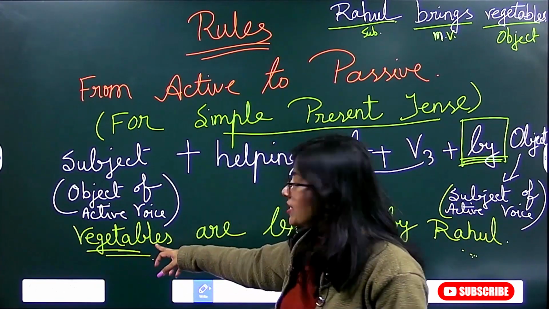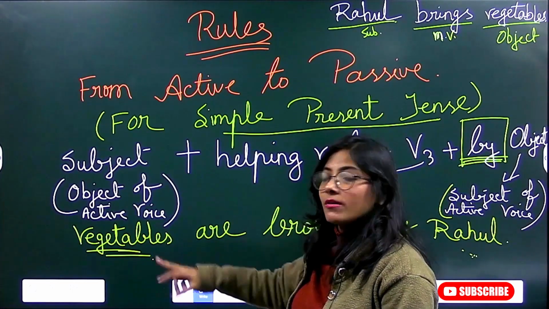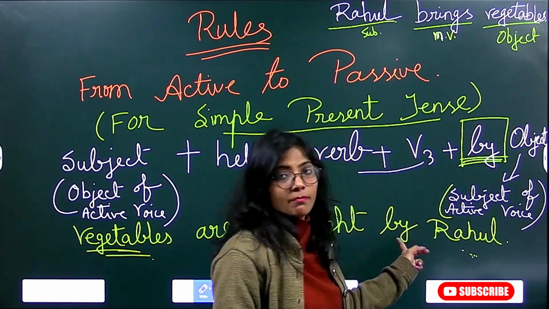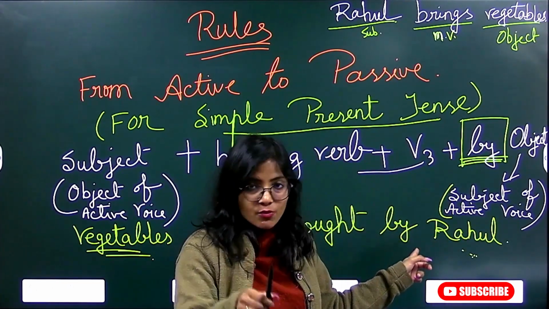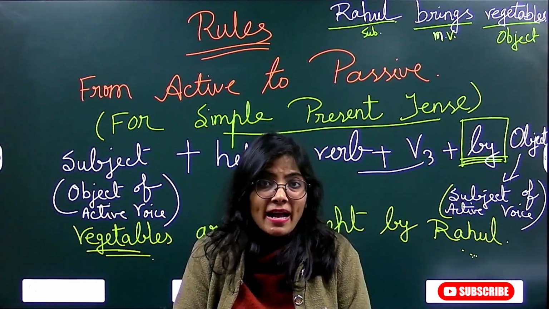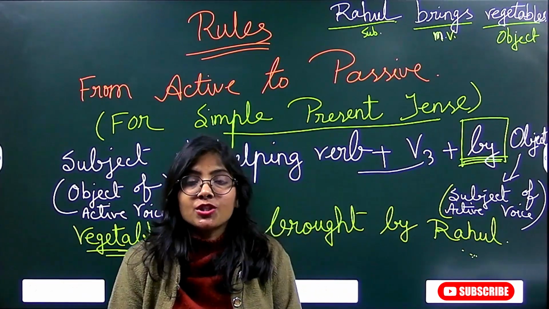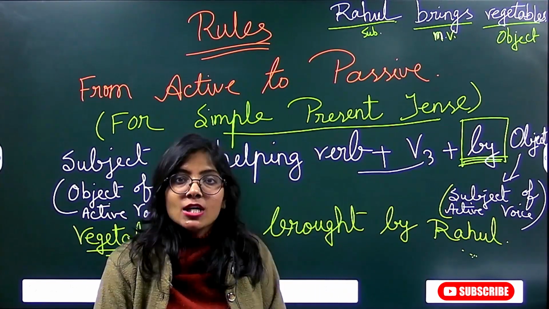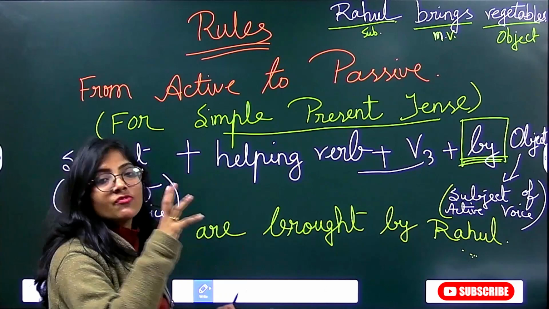So vegetables को Rahul लाता है, so we need this by part. By part is very important. That's why in passive voice we use by, but we do not use by in active voice because here the subject is doing the work on its own. Okay, so that's how we change the sentences from active to passive.